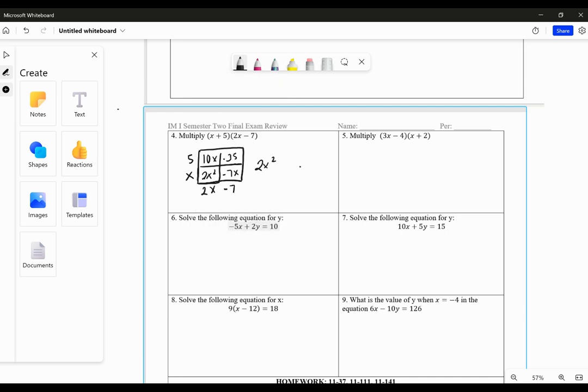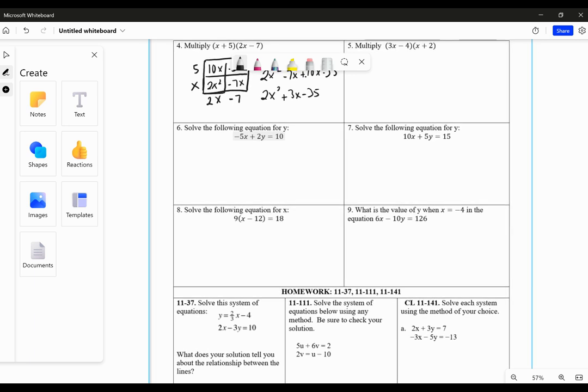2x squared minus 7x plus 10x minus 35. Now, if I combine like terms, I get 2x squared plus 3x minus 35. I would accept any of these as your answer. All right, hopefully you understood that one. Again, a lot of you did really well on it on the last test.